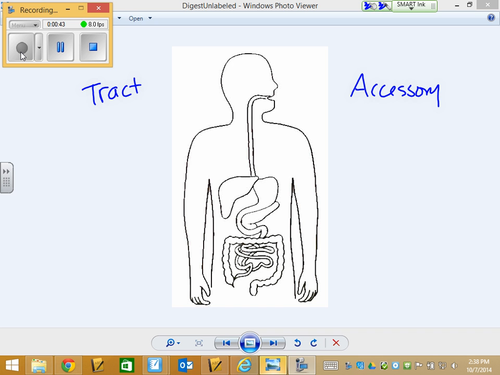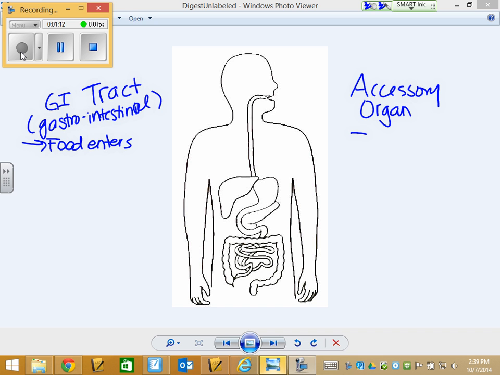Your digestive tract, or sometimes it's called your GI tract for gastrointestinal, is the place that food goes. So anywhere that food enters, that's part of your GI tract or your digestive tract. An accessory organ is something that helps to digest your food, but food is not actually going to go inside of those organs.